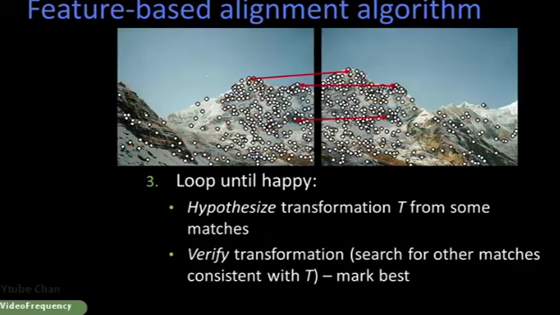So after we find the putative matches, then we have the loop until happy routine. Loop until happy says, hypothesize some transform T from some of the matches. Actually, this is what's going to be interesting, some of the matches. And then we're going to verify the transform. We'll talk about what that means in a minute. And we keep doing this until we think we found a solution that's really good. That's what it means to loop until happy, at least today. And then you apply the transform.